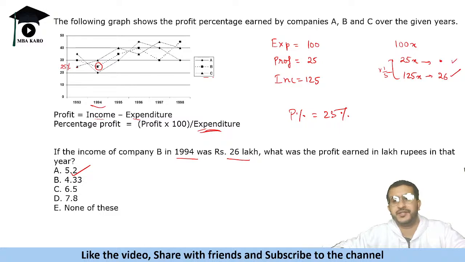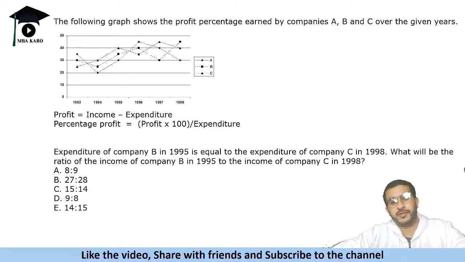Income is given, we need to find this value. 1/5 हो जाएगी इसकी, so 5.2 lakhs. Now if you understood one, then probably you will be able to answer the rest of the questions. So the next question says expenditure of company B in 1995 is equal to the expenditure of company C in 1998. Expenditure of B in 95, B is this one, and equal to expenditure of company C in 1998. So this thing and this thing are equal.